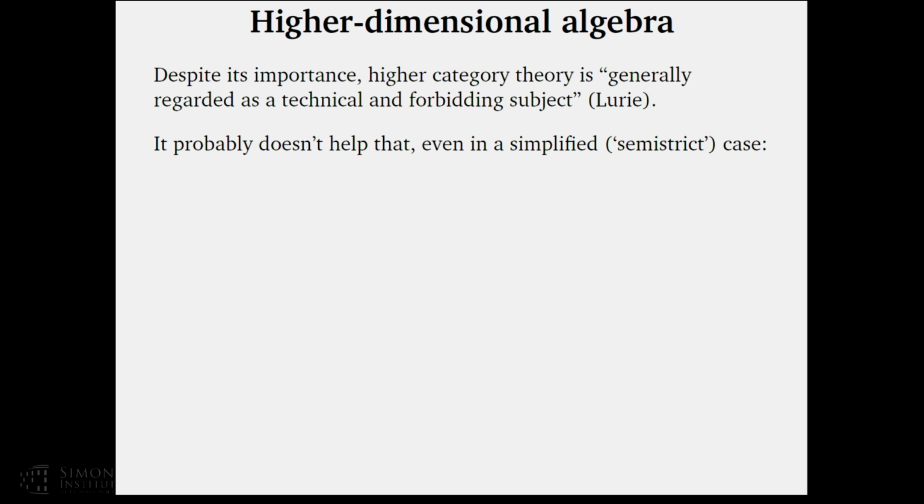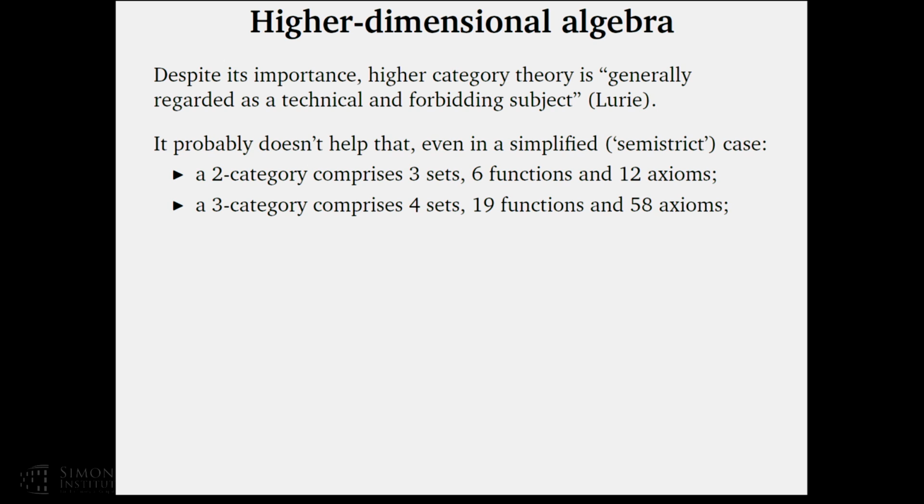Well, even from a relatively simplified perspective, this word semi-strict means we throw away as many of the axioms as we can just to make the system we're working with as simple as possible. A 2 category, that is something with a 2-dimensional notation, comprises 3 sets, 6 functions, and 12 axioms. A 3 category comprises 4 sets, 19 functions, and 58 axioms. A 4 category comprises roughly 5 sets, 34 functions, and 118 axioms. Okay, so it's really horrendous.